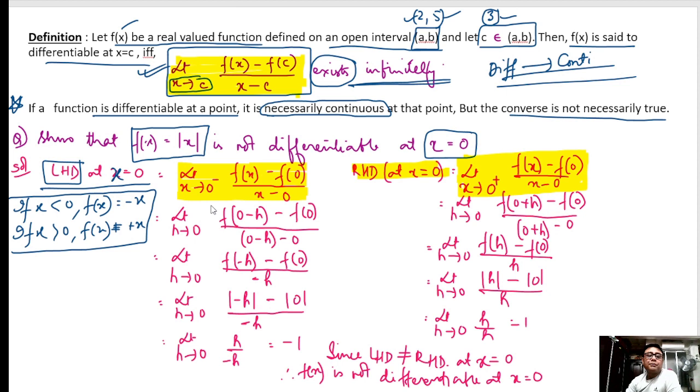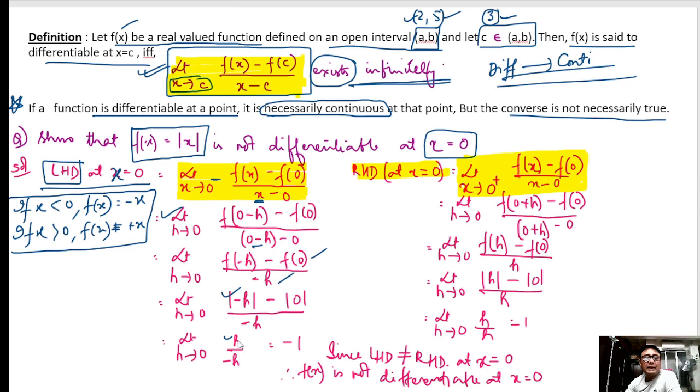Okay, so limit x tends to 0 minus can be written as limit h tends to 0. Please note that. And x is written as 0 minus h because it is less than 0. So in place of x I will write 0 minus h, that means it is (f(minus h) minus f(0)) by minus h. In place of x I will put minus h.